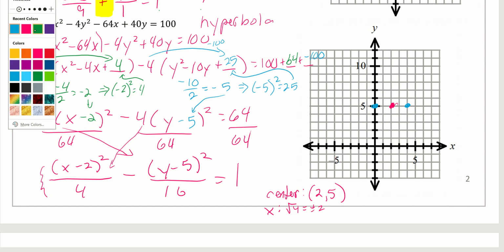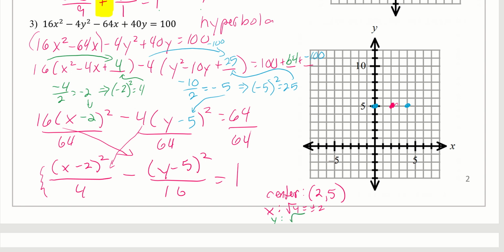And then the y, because it's 16, in the y direction, we're going to do plus or minus 4 in the y direction. 1, 2, 3, 4. Okay, and now we'll explain more when we do the section, but with a hyperbola, it's kind of funny. I'm making a little dotted box here. It doesn't actually go in the box or anything like that.